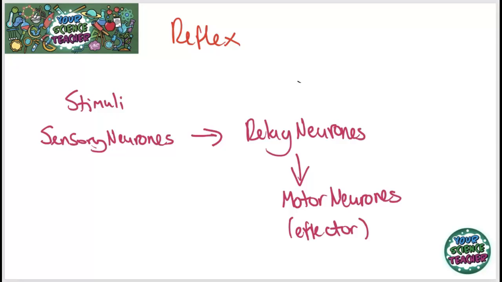And it's also important, if you do get like a 6 marker about reflexes, to talk about what's happening in the muscle to move away, and the muscle's often contracting in order for you to be able to move and get away from whatever hazard there is.